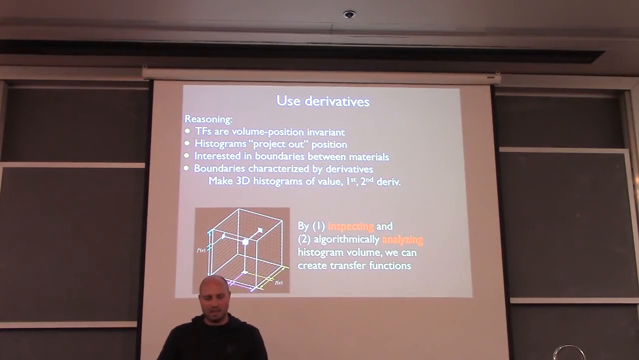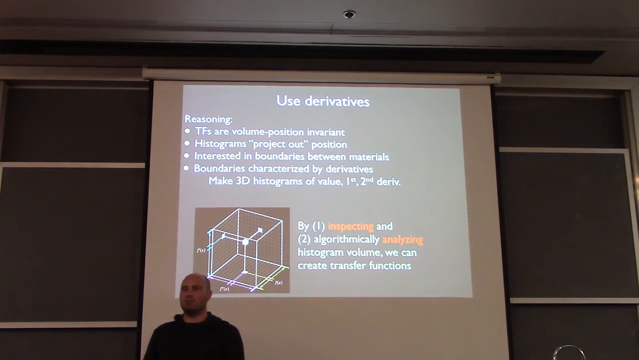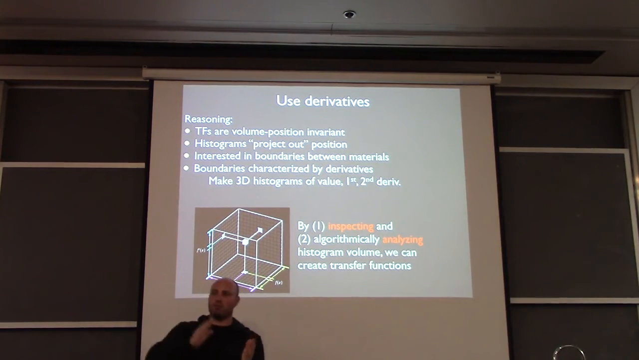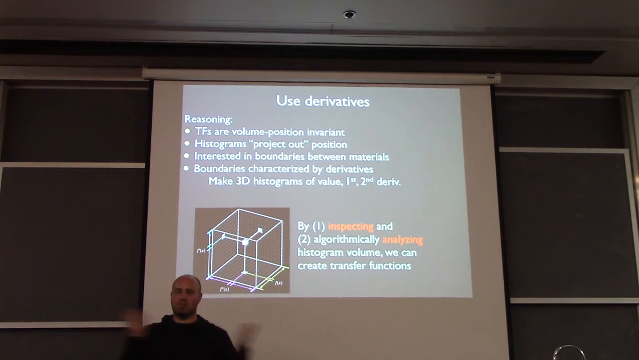And the other idea, besides sort of looking at the range of the data set, is to look at the derivative of the data at each voxel. And the idea here is that when we're specifying a sharp ramp or a peak in the 1D transfer function, what we're really interested in is this gradient or the surface that we're going to get out of it.